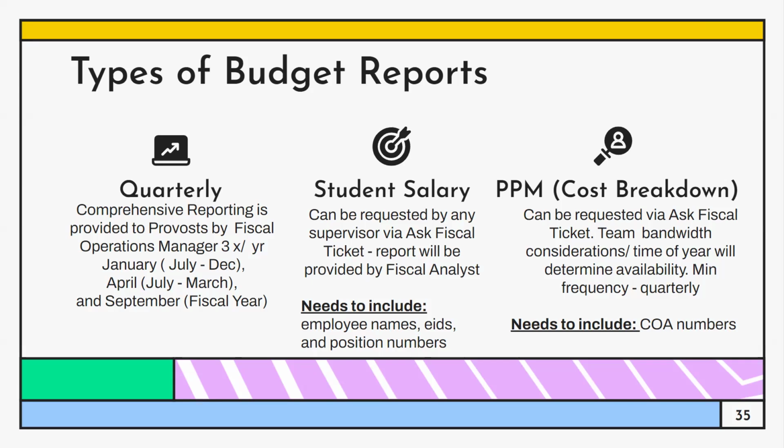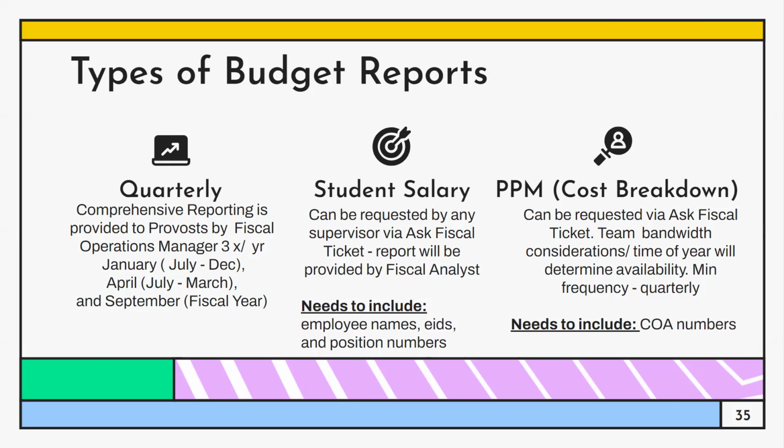Another type of report that you can request is a student salary report. As a supervisor, to request this, you can submit an Ask Fiscal ticket, and I, the fiscal analyst, will work with you to get you this report. That request does need to include your employee names, their EIDs, and their position numbers. If you do not know any of that information, you can reach out to your HR contact and they can help you pull that. I do highly recommend that you request a student salary report at least one time every fiscal year, maybe a month or so after your students start, just so you can make sure that they're being charged and billed correctly and how you want to see them.